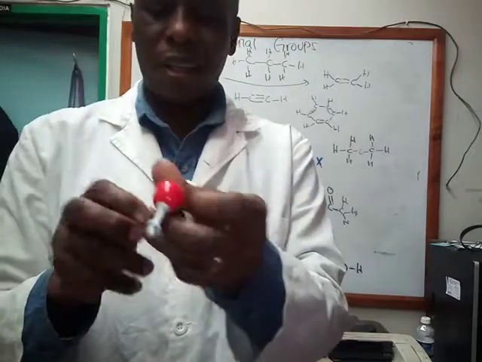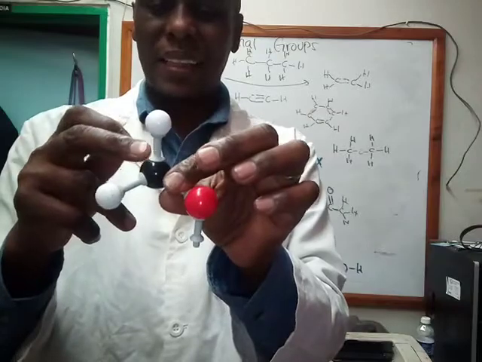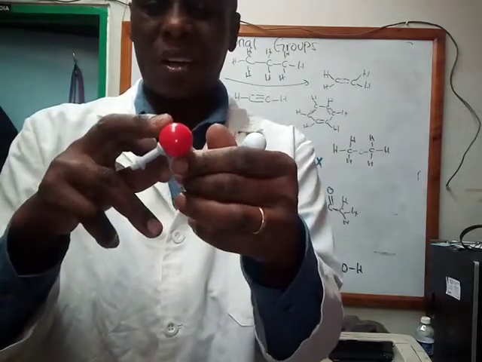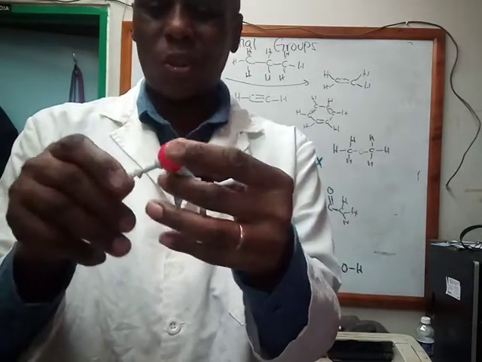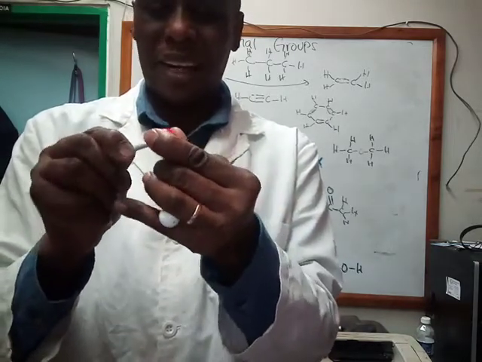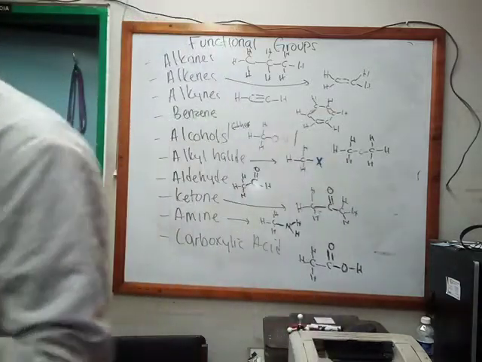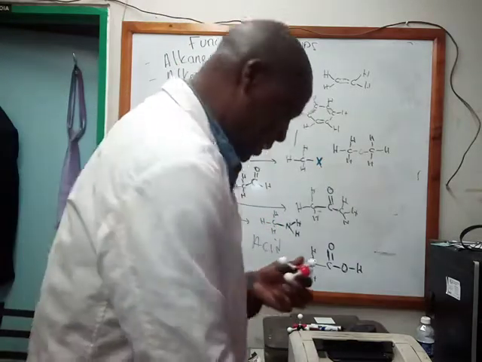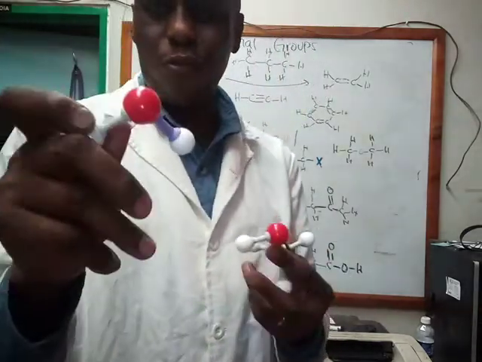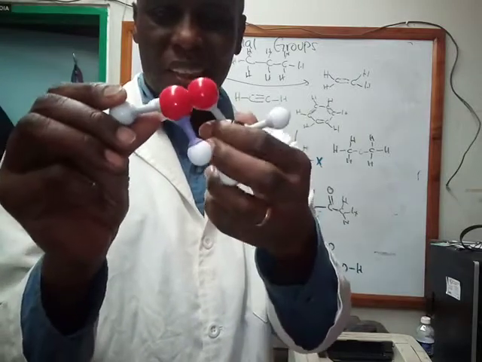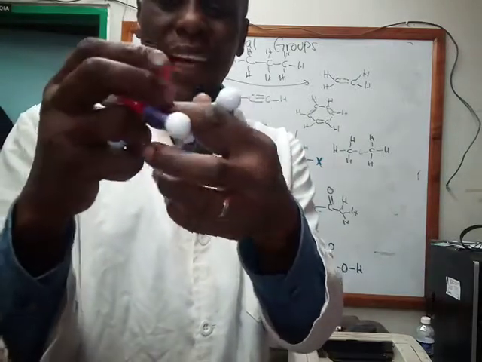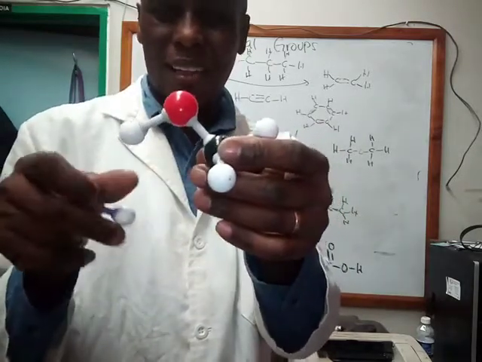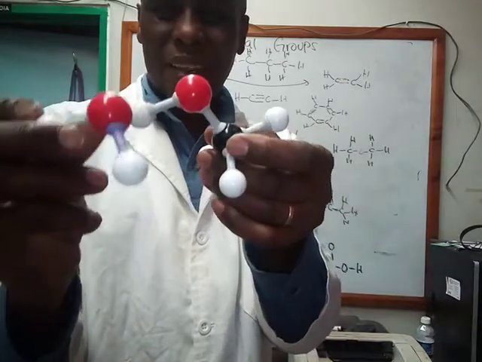Take for example, the black one is carbon, the white ones are hydrogens, and this one is oxygen. So this one is also hydrogen. Now, this structure is related to the structure I showed earlier, the structure of water. Can you see that? One of the hydrogens has been replaced by a carbon containing hydrogens. Otherwise the structure is the same as water.